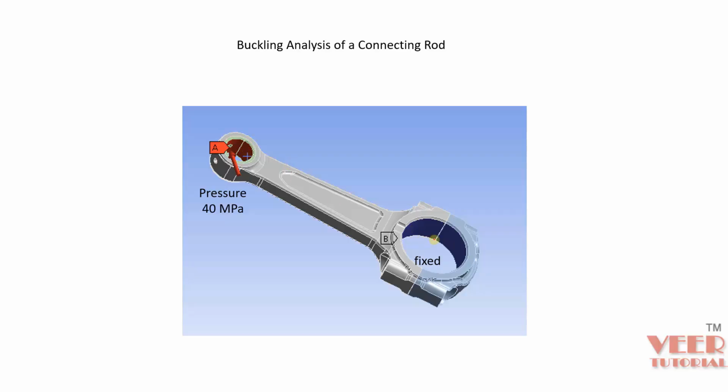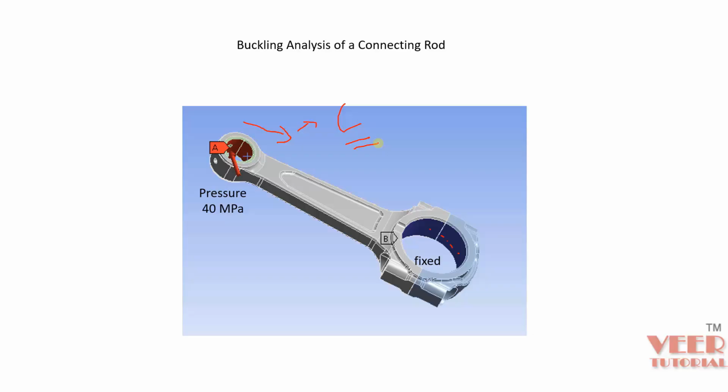And we can consider, if we only perform the analysis of this connecting rod, we can fix this inside surface. And some part of this pressure is applied in the vertical downward direction. And due to this vertical downward force, since this is a compressive load, the connecting rod can also fail due to buckling. So hence it is very important to check the buckling load for the connecting rod.